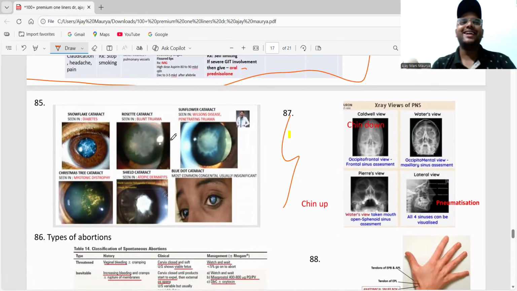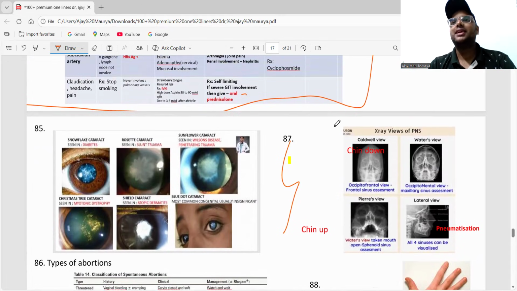Okay, now next one. These are some PNS. This is the paranasal sinuses. Here, X-ray PNS. This is the Caldwell view. Caldwell view: chin down. Because what? To see the frontal sinus. It's best for the frontal sinus assessment.